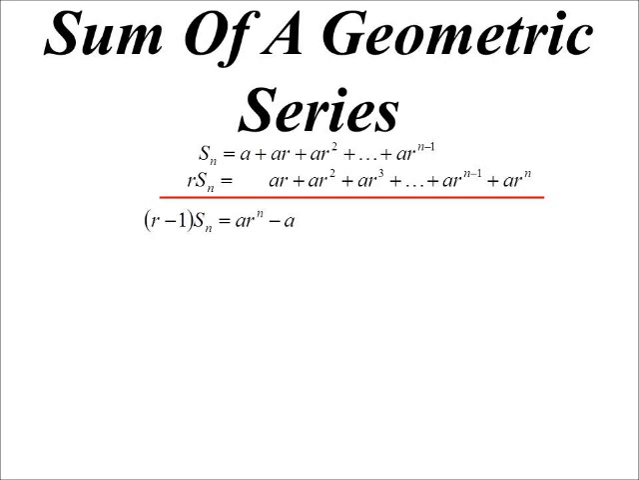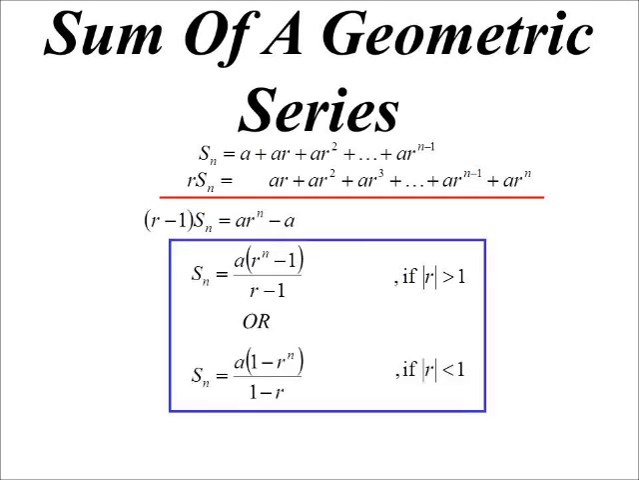So we get r minus 1 lots of the sum to n is ar to the n minus a, which comes up with a familiar formula, a(r to the power of n minus 1) over r minus 1. Traditionally, we only tend to use that if the magnitude of the ratio is bigger than 1. And I suppose that's simply so we don't get a negative number on the bottom of the fraction. So if the ratio has a magnitude smaller than 1, we flip it around. But all we're really doing is multiplying top and bottom by negative 1.